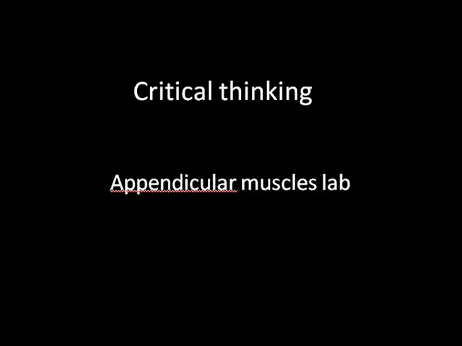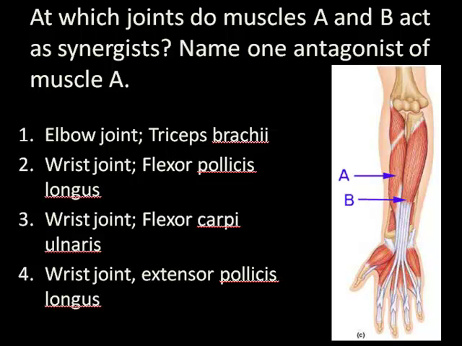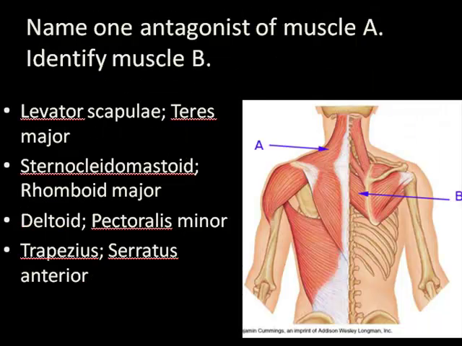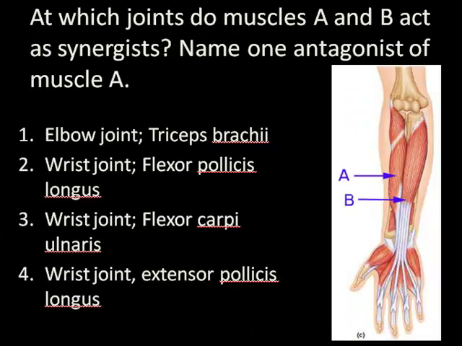This is critical thinking on the appendicular muscles lab, and here are the questions where you're looking at synergists and antagonists. Here you have to identify actions and attachments of a muscle, and this is again talking about identifying muscles and then naming an antagonist of a particular muscle. Now let's go to this first question, which asks you at which joints do muscles A and B act as synergists, and name one antagonist of muscle A.